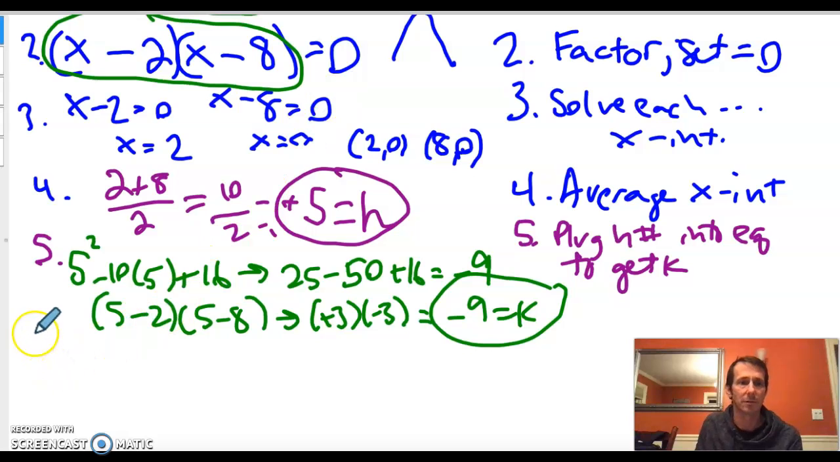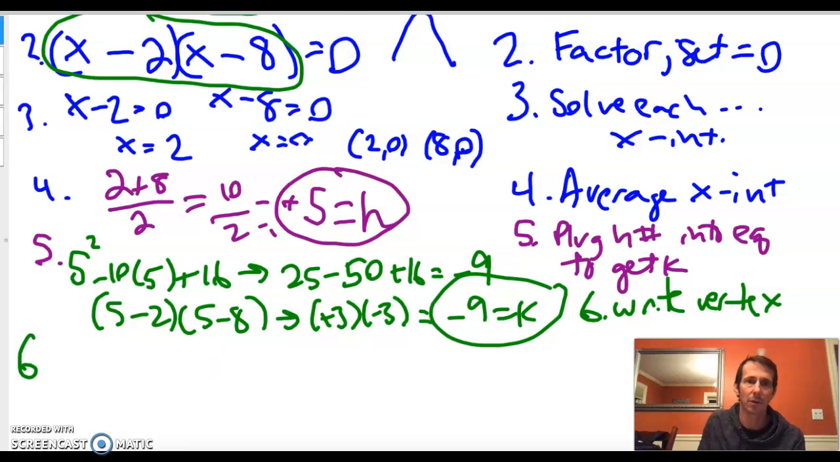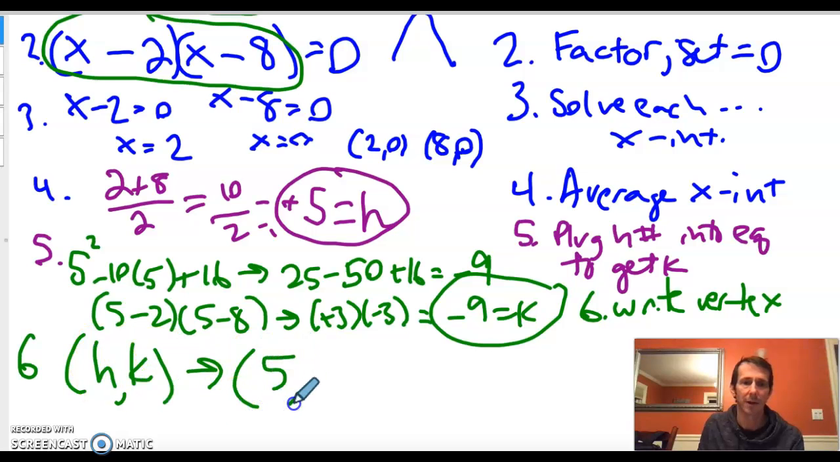We're making steady progress here. I can now move to step number 6, and apparently I'm still in green. And now I can write down the vertex. And that's supposed to be over here. I'm going to write down the vertex. The vertex is just my h and my k. So I just have to write down the coordinate hk. That is my vertex. And we know that it's 5, -9. Boom, there it is, h and k.